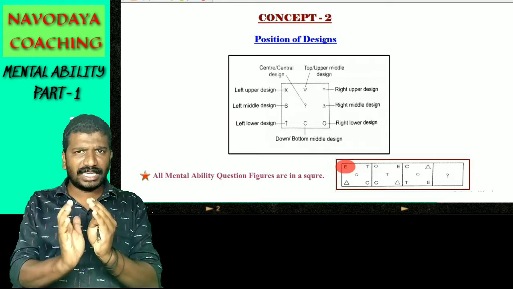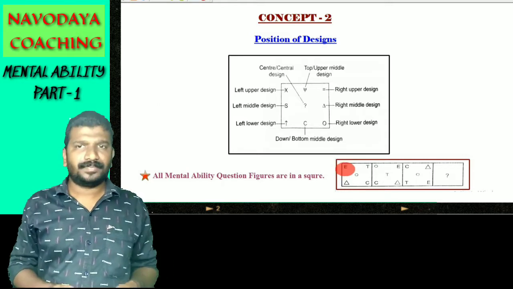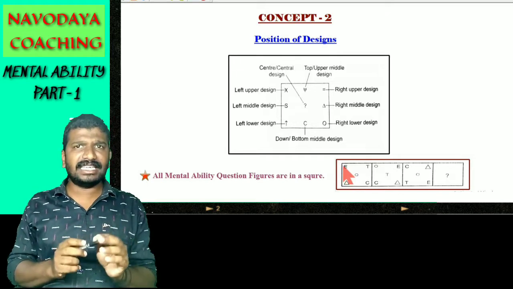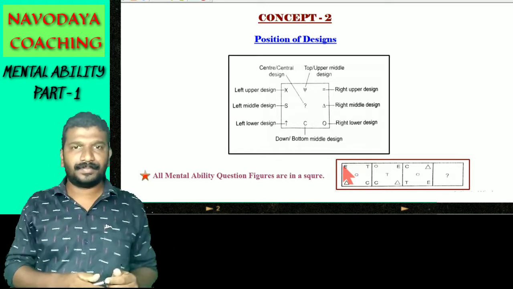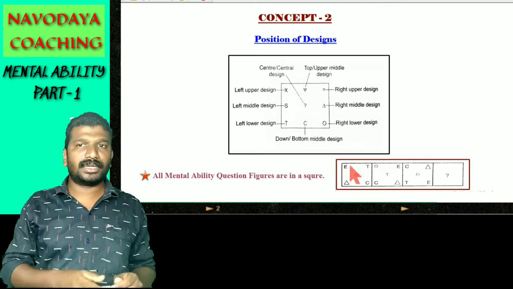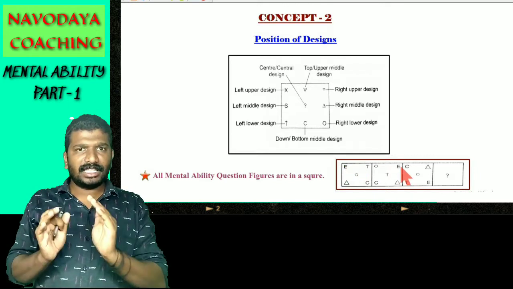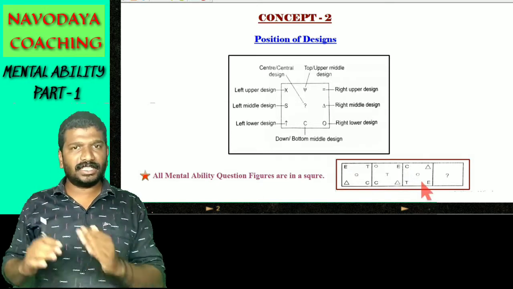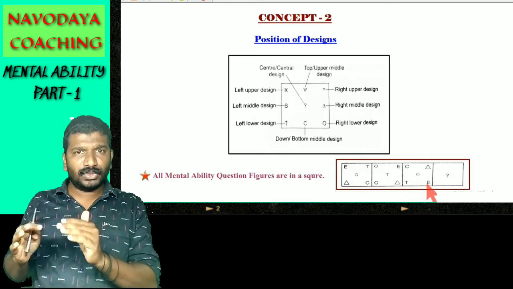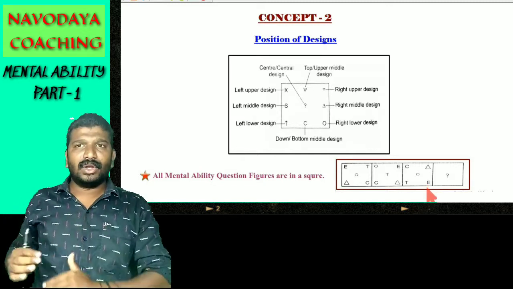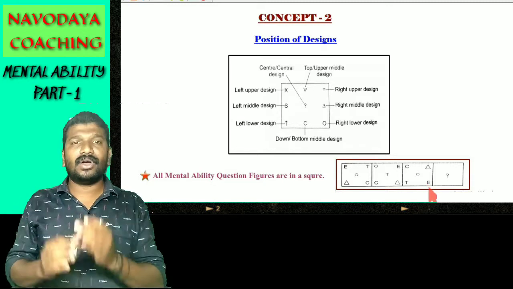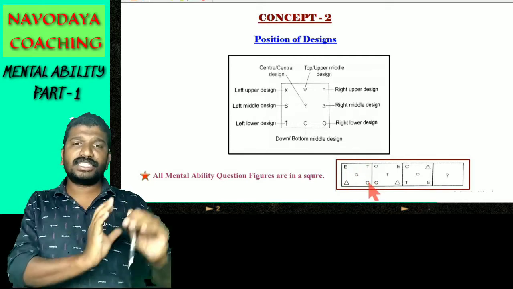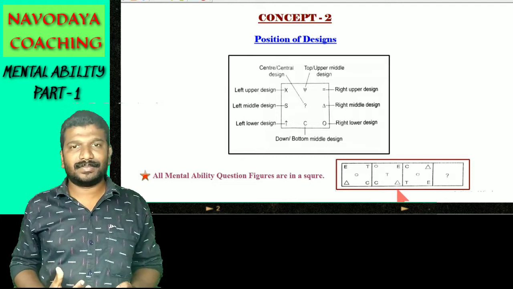In the example, we can check the letter E. In the first square, the letter E is in the left upper. In the next figure, the E is moved to the right upper. In the third figure, the E is moved to the right lower. In the same way, we can identify the positions of the designs.